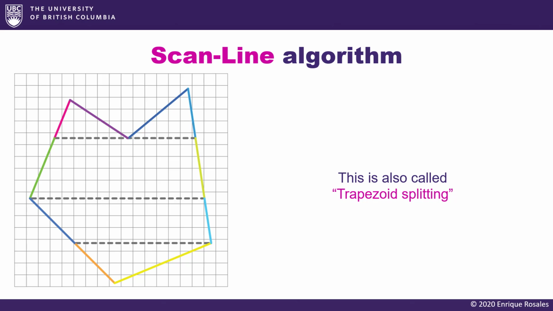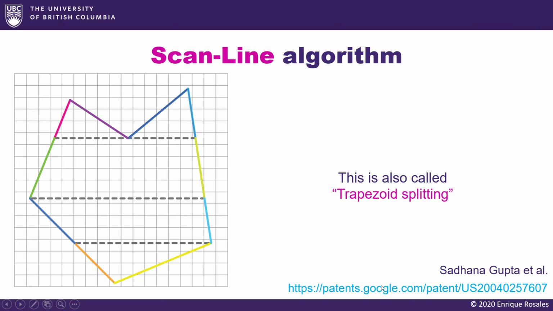So that's it. This is how the scanline algorithm works, and it's really nice. You can even read about the actual patent. There are several patents on this algorithm in particular, but this is an interesting one. This is from Sadhna Gupta, and other inventors, I don't remember the names. You can read the patent if you want. It's obviously quite complicated, but you can see a little bit of information about that. So yeah, great. That's it.